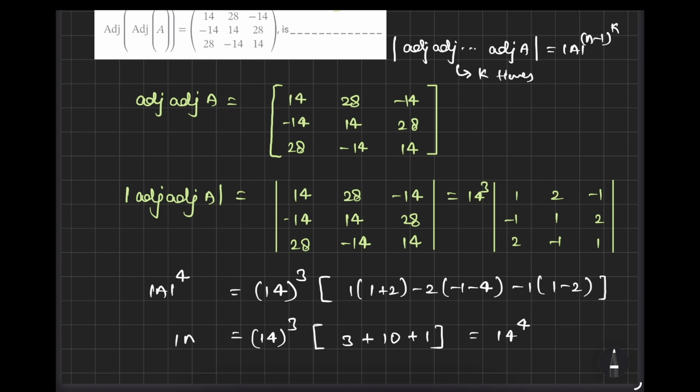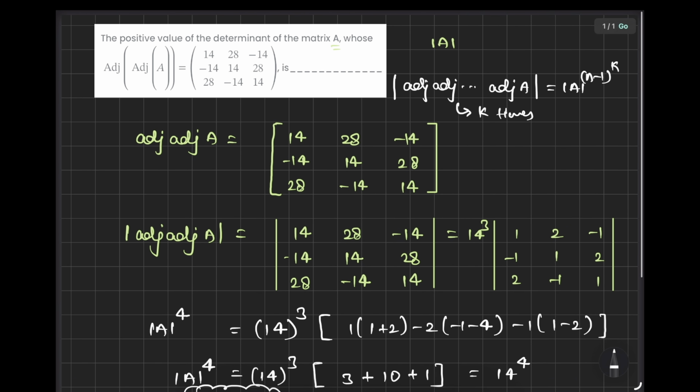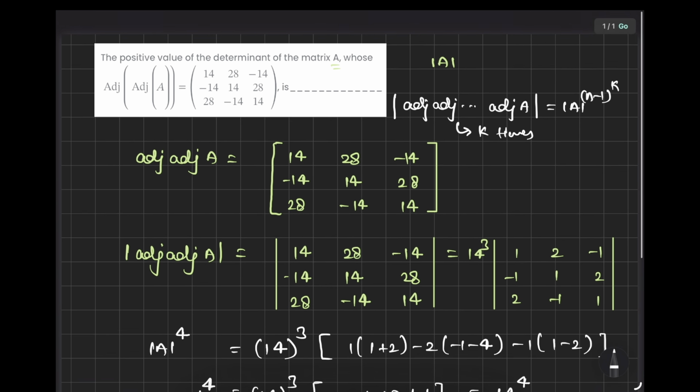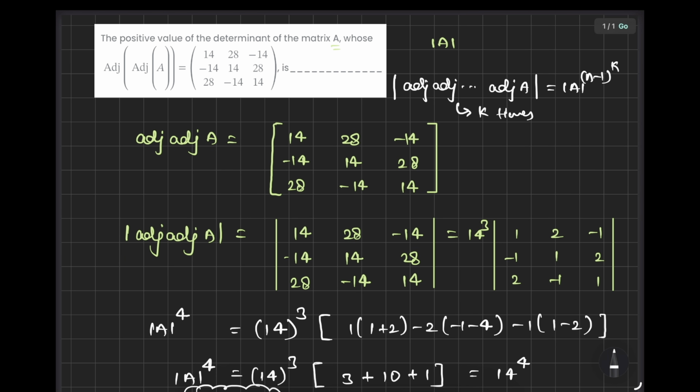Here it is determinant of A power 4. So can I say that determinant of A will become 14? Okay, and we are interested in positive, so determinant of A will become positive. If it is negative, you know that it will open with positive, negative 14, but we are interested in finding the positive value of determinant, so the required value becomes 14.